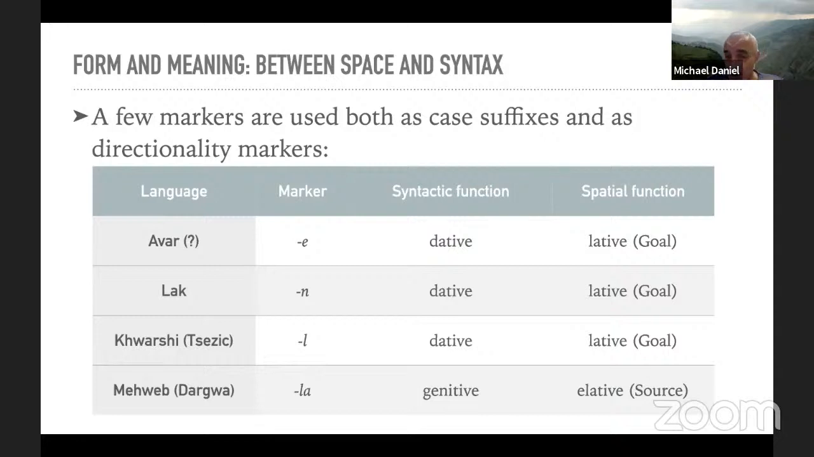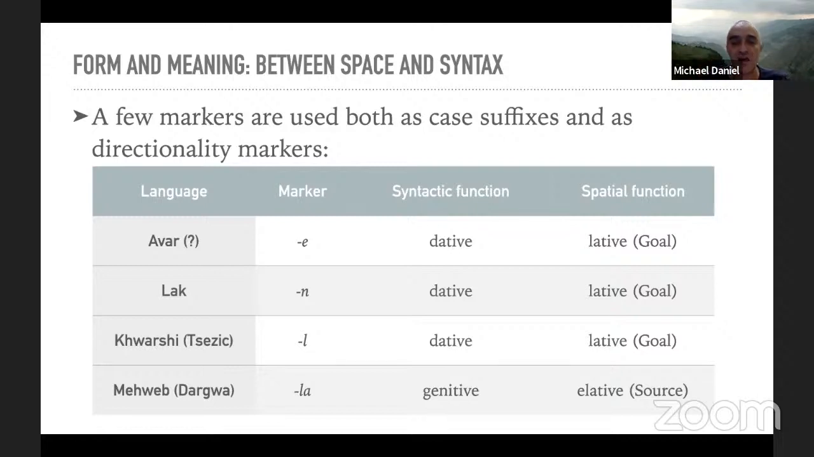For instance, in Khvarshi, the marker L, in Zaira Khalilova's description, is used on its own in the dative function, but is also added to the localization marker to form lative forms. So if it's added immediately to the nominal stem, it would mean something like, he gave something to me.